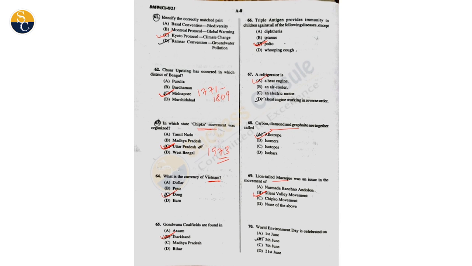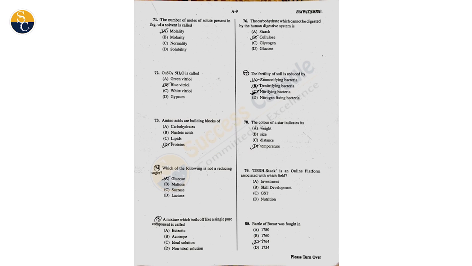Next, World Environment Day is celebrated on 5th of June. So, B is the correct answer. And theme of 2022 was Only One Earth. Next, the number of moles of solute present in 1 kg of solvent is called. Answer is A, molality. And its SI unit is mole per kg.